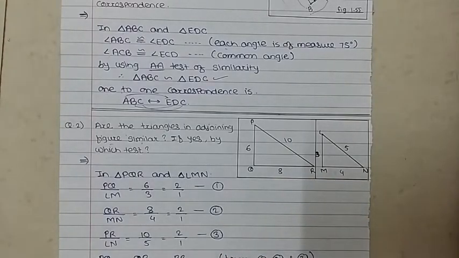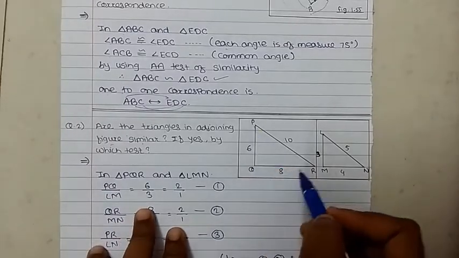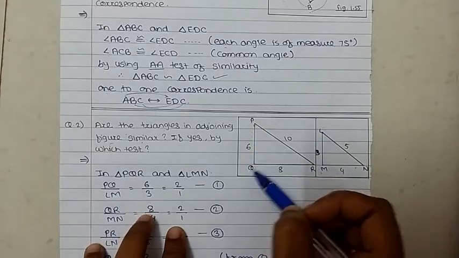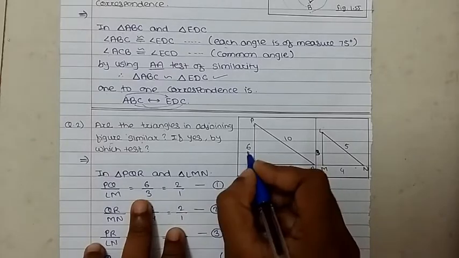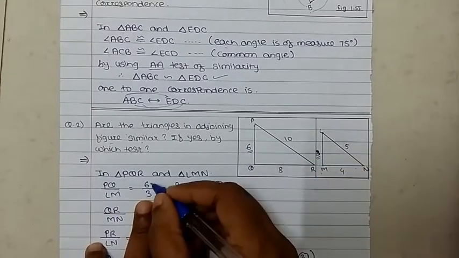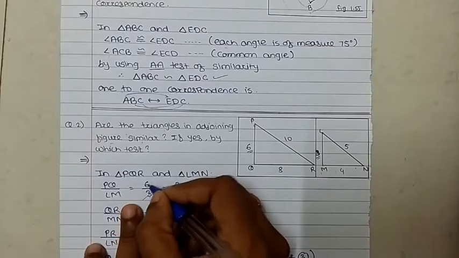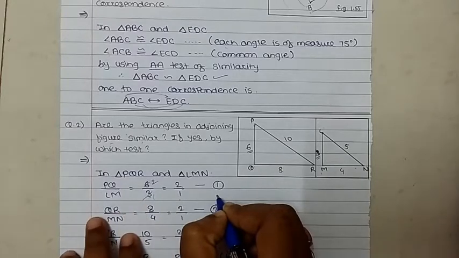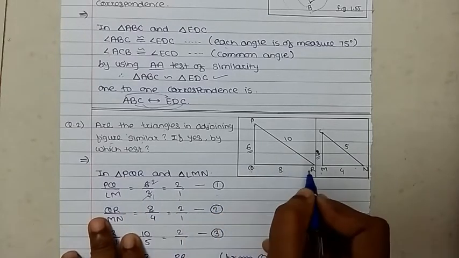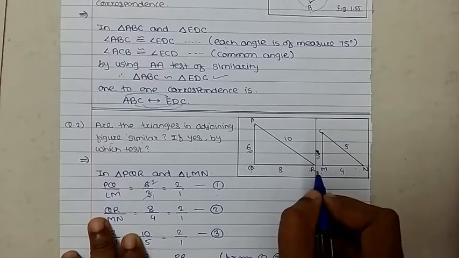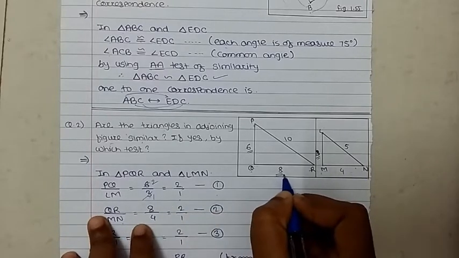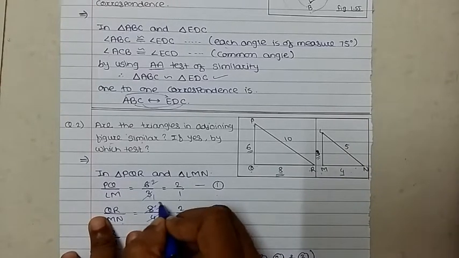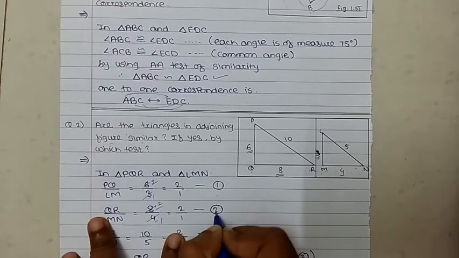So in triangle PQR and LMN, we can say that PQ divided by LM. The PQ value is 6, LM is 3. So 6 upon 3. Then 3 ones are 3, 3 twos are 6, so 2 upon 1. That is equation number 1. Similarly, QR divided by MN, QR is 8 and MN is 4. Then 4 ones are 4, 4 twos are 8. That is 2 upon 1. So this is your equation number 2.